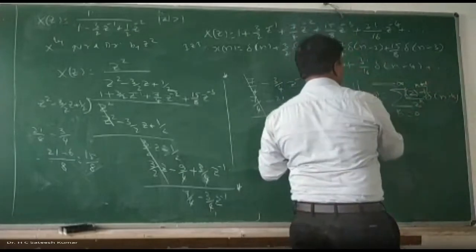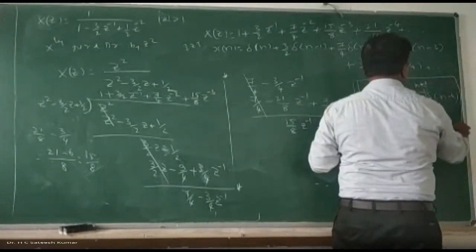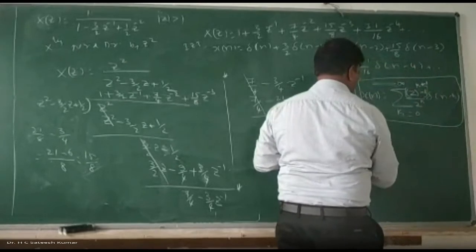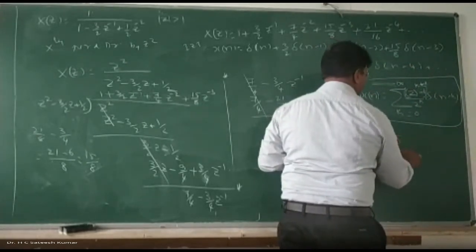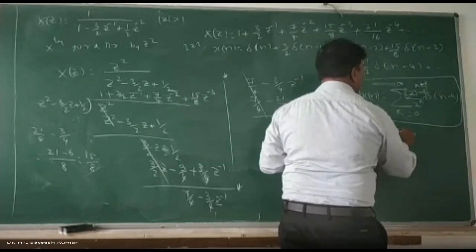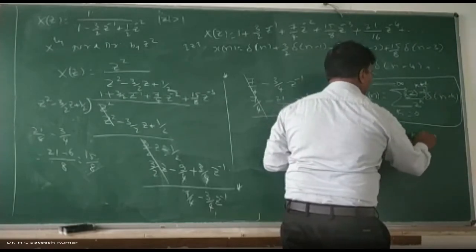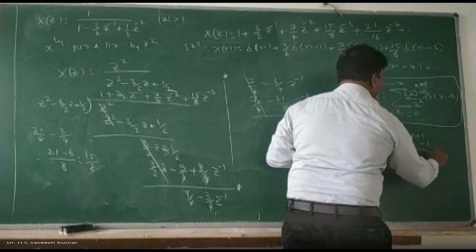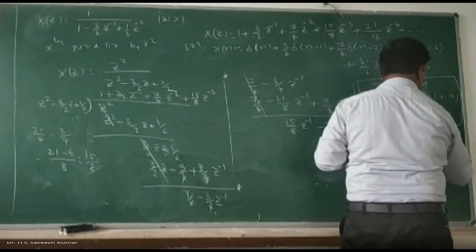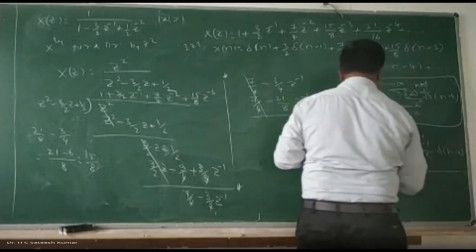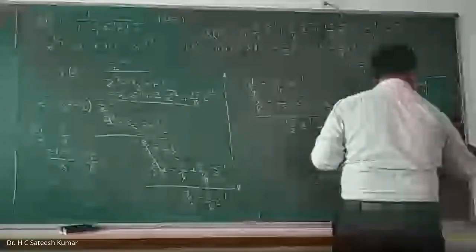So this is the expression we should get. So x of n is nothing but, I'll write it once again, summation k ranges from 0 to infinity, 2 to the power of k plus 1 minus 1 divided by 2 to the power of k, into delta of n minus k. That's how we should write the closed form expression.